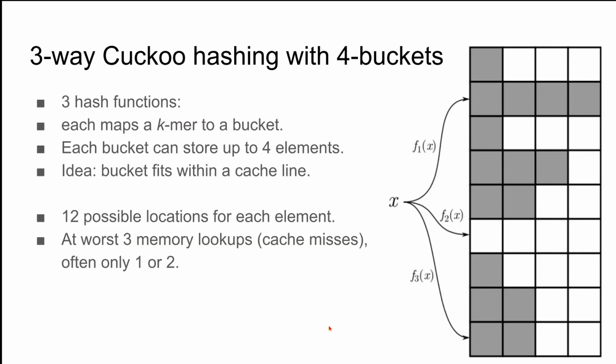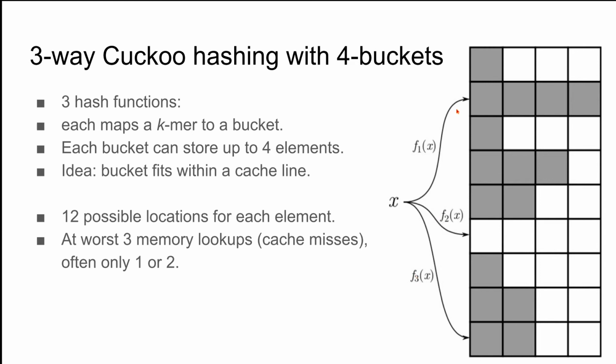Cuckoo hashing basically means that you have a fixed number of hash functions, usually 2, but in our case 3, and you're guaranteed to find a key, in this case a k-mer X, at one of the locations pointed to by the 3 hash functions. So if X is in the hash table at all, it is either at location F1, F2 or F3 of X.